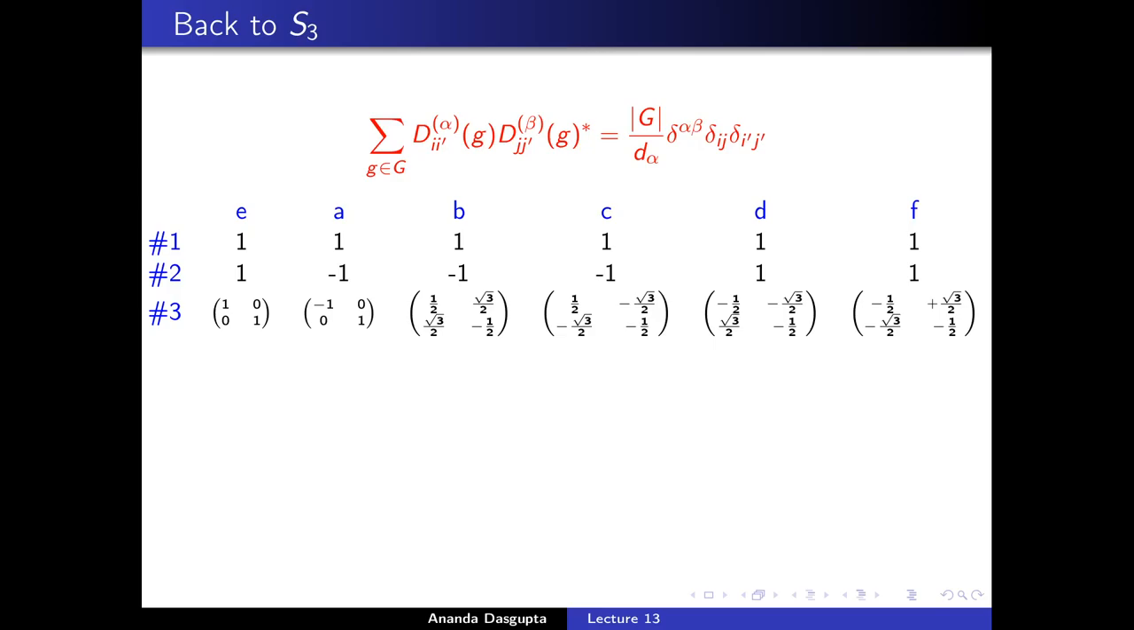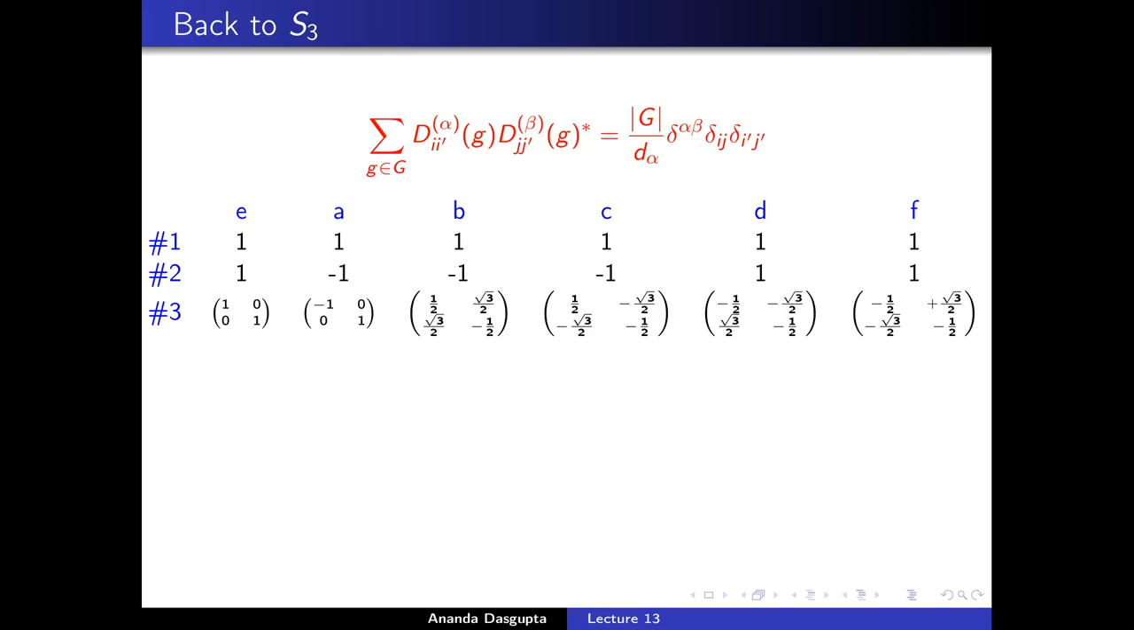As I have said before, the orthogonality theorem is not one result. It's many, many results rolled into one. In fact, your choice of alpha, your choice of beta, the two representations that you're talking about, you can choose your i, i prime, j, j prime indices. And for each of the choices, you get one relation out of this equation. So let us illustrate a few examples of that.